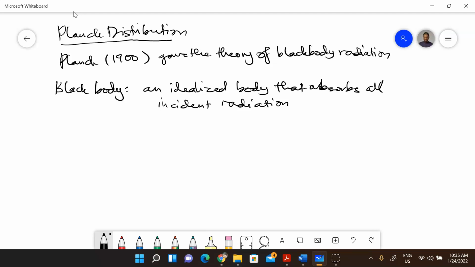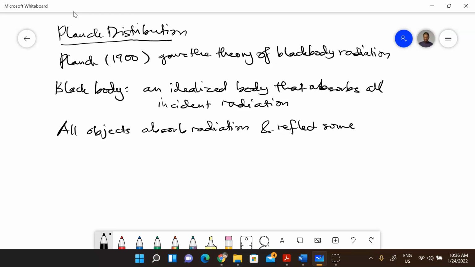because most bodies are absorbing radiation. To make it absorb all possible radiation is probably harder, and these can be modeled, but most of the time it's going to be very difficult to realize. So let me just say this first. So all objects absorb radiation and reflect some. So that's why you'll be able to see some colors. If ordinary objects absorb all radiation, then it will appear as black. So that's why we have this terminology of black body radiation.